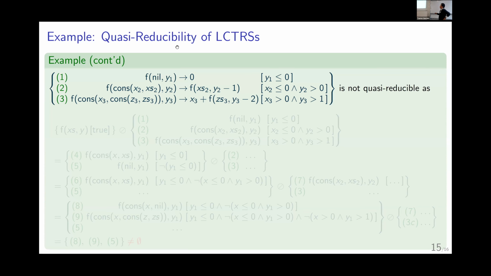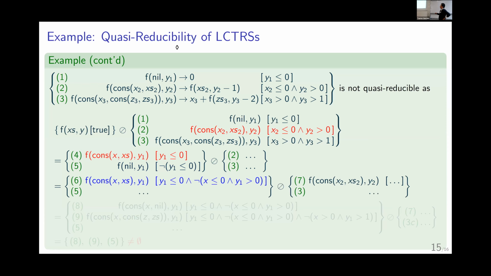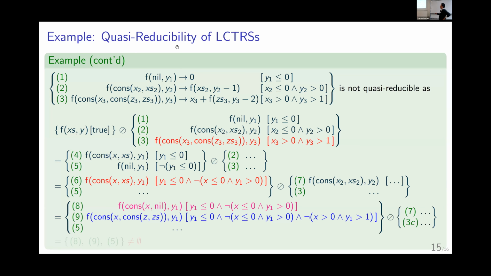So there is an example. We compute the difference of these two sets, and we focus on these pairs, and we obtain these two constrained patterns, and we focus on these two, and then we obtain this one, and we focus on these two, and we obtain this, and then there are no pairs left to compute the difference, and then we obtain this set. So 8, 9, and 5, this is not empty, and thus this LCTRS is not quasi-reducible.